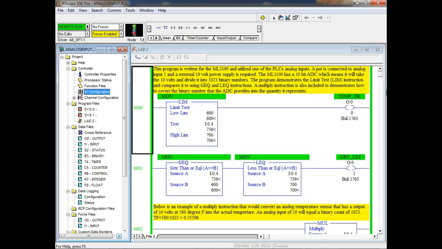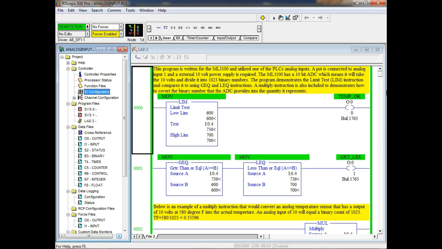What we would do is we would just take that and convert that into a temperature. We call it a transfer function. So I know I've got 1023 counts, right? So I say, okay, below is an example of a multiply instruction that would convert an analog temperature sensor that has an output of 10 volts that equals 580 degrees Fahrenheit into the actual temperature. An analog value of 10 would equal a count of what?